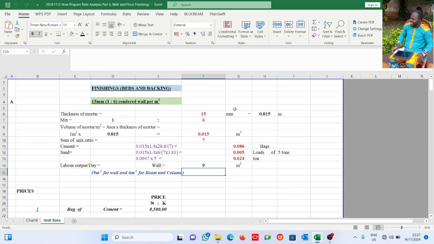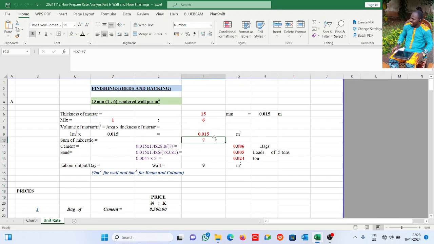The thickness is 15 mm and the mix is already 1:6. Then for 1 square meter, 15 mm thickness, that is 15 divided by 1000, which is 0.015 cubic meter. That's what we have here. The sum of the mix, as we already know, is 7: 1 plus 6 is 7.